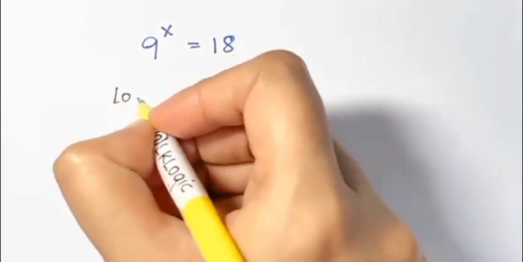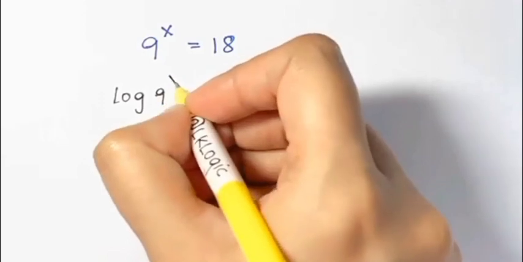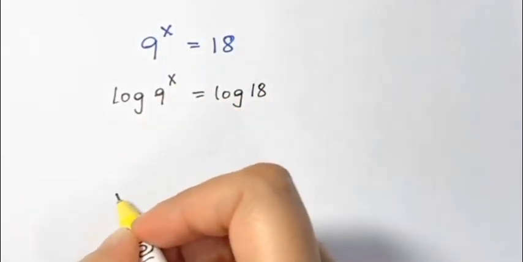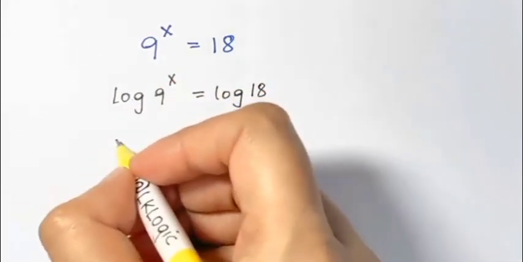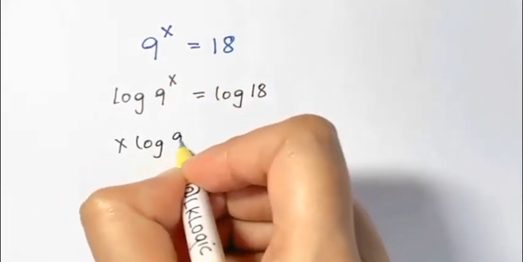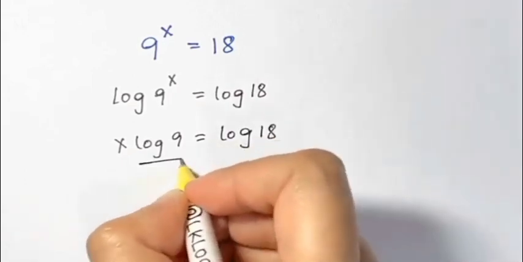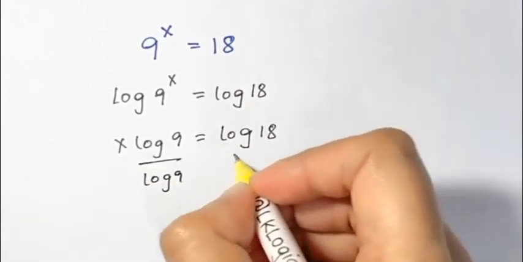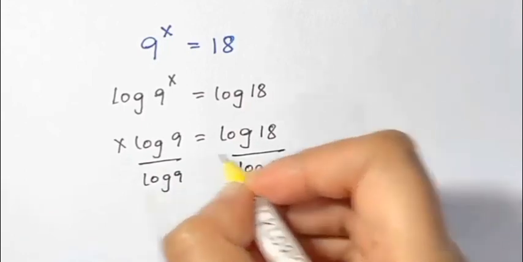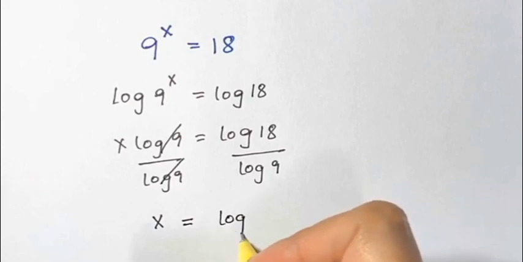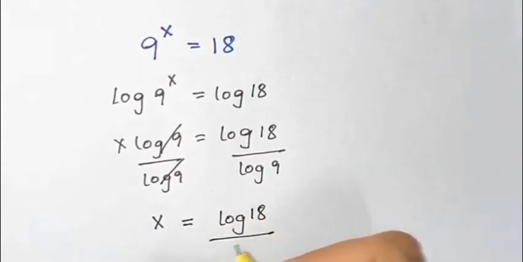So we get log 9 to the power of x equals log 18. And then we have x log 9 is equal to log 18. Divide both sides by log 9. So log 9 gets cancelled, and we are left with x is equal to log 18 over log 9.